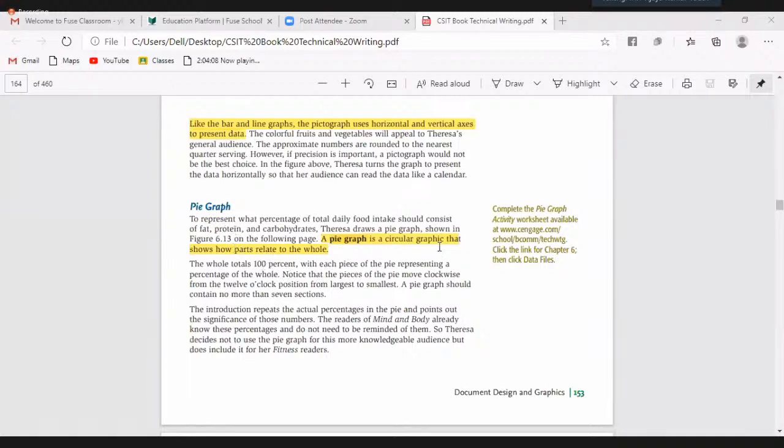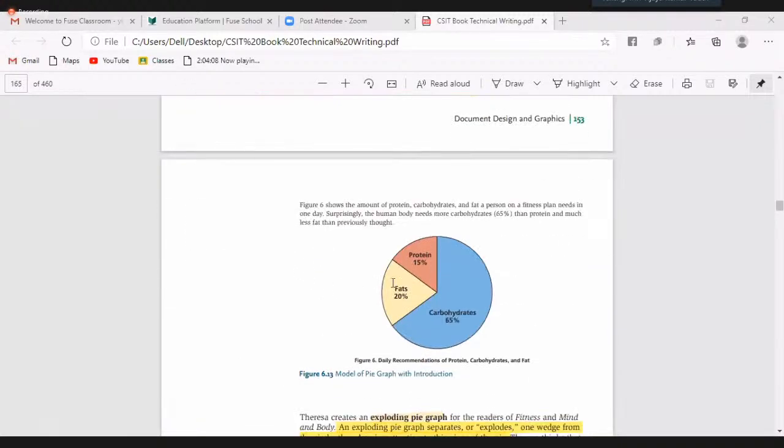A pie graph is a circular graphic that shows how parts are related to the whole. See here, parts are related to the whole. So this is a pie chart, isn't it? So carbohydrates 65%, and then fats 20%, and protein 15%, altogether 100%, isn't it? So this is the way.